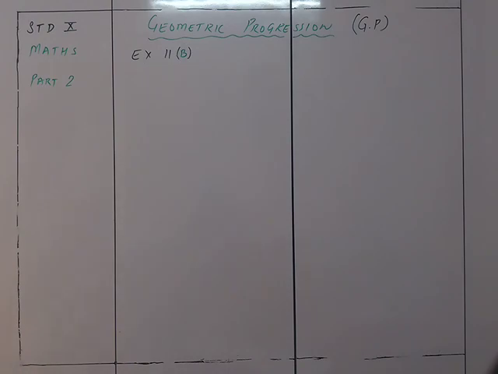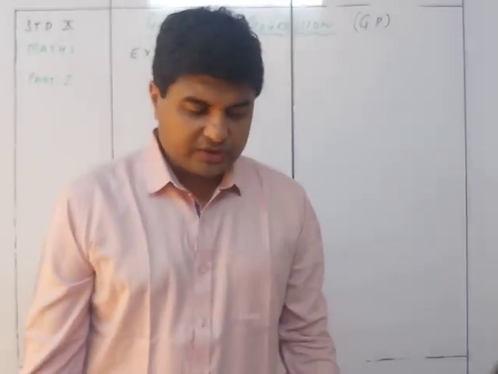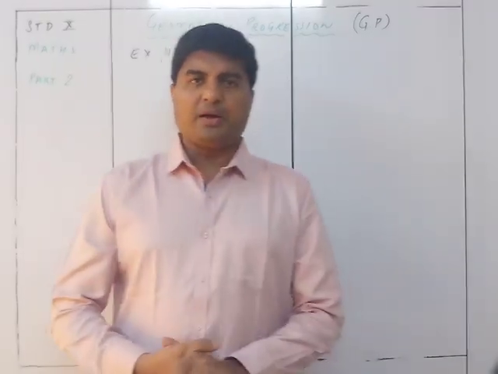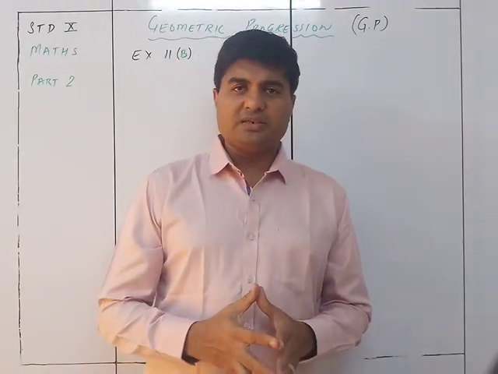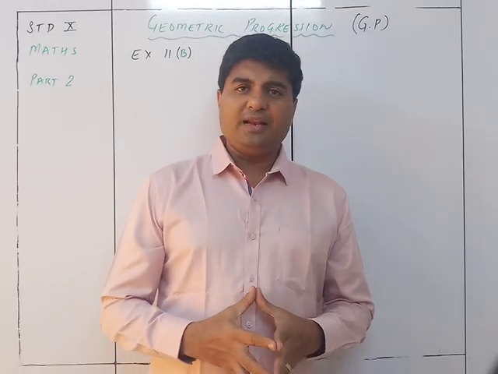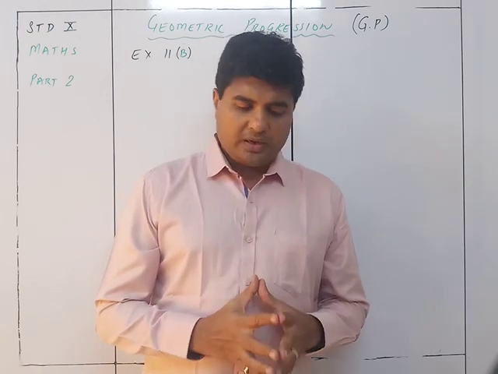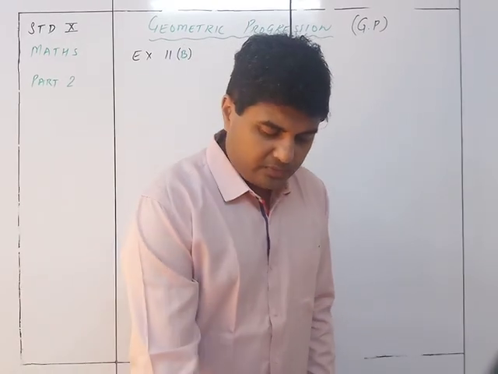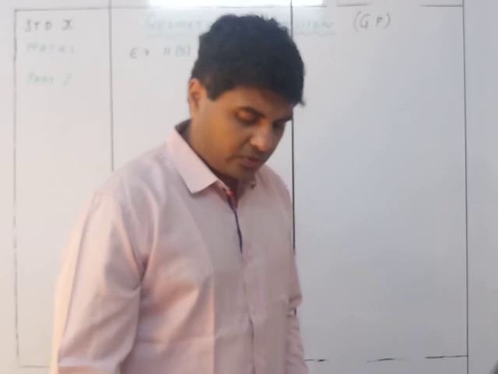So now we move on to exercise 11B of geometric progression GP. This particular thing is a very easy part. There is nothing new in this. We are using the same old formulas, that is Tn is a r raised to n minus 1. That's the only thing we are using. We are not having anything new in this. So we just continue with slightly different kind of sums which are going to be asked.